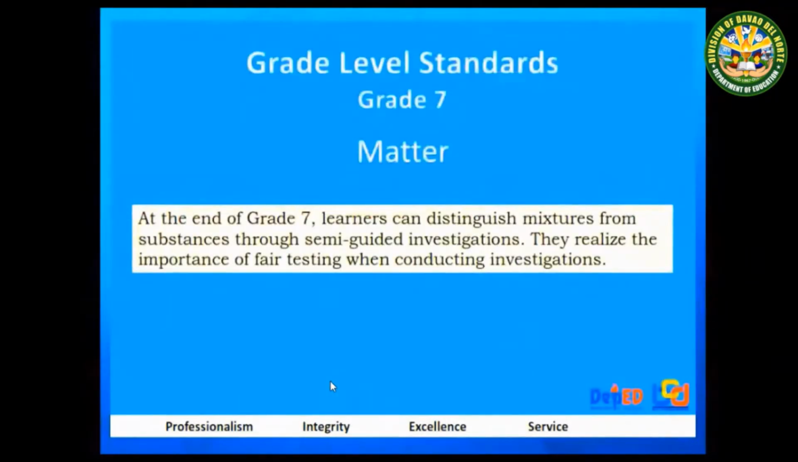Grade 7 level standards matter. At the end of grade 7, learners can distinguish mixtures from substances through semi-guided investigation. They realize the importance of fair testing when conducting investigations. For grade level 7, all LCs were retained.